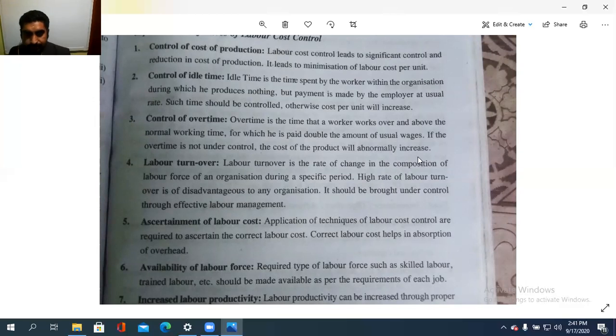Simple. So that is why overtime is the time that a worker works over and above the normal working time, for which he is paid double the amount of the usual wages. If the overtime is not under control, the cost of product will be abnormally increased.